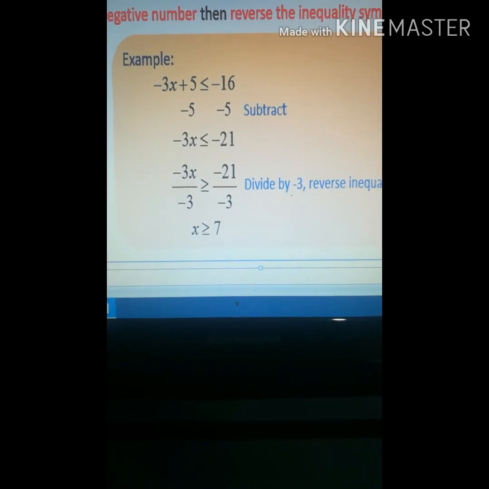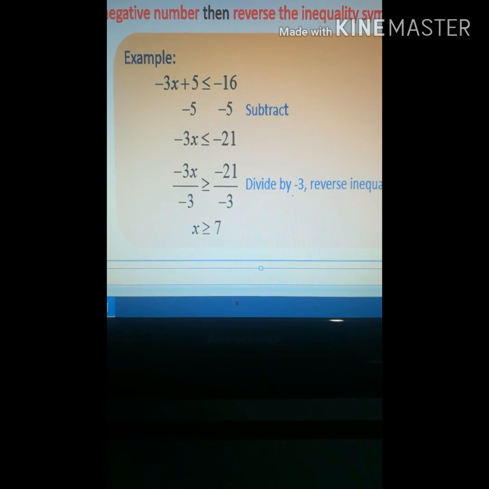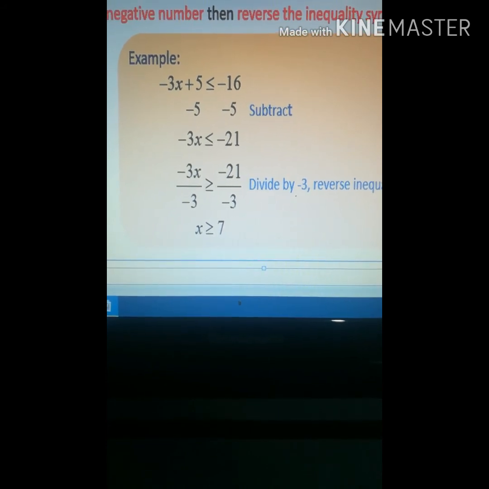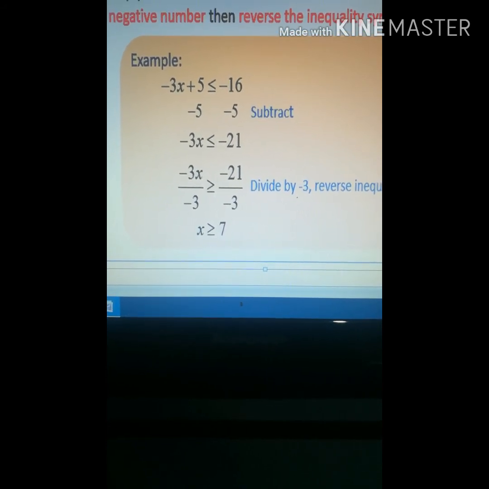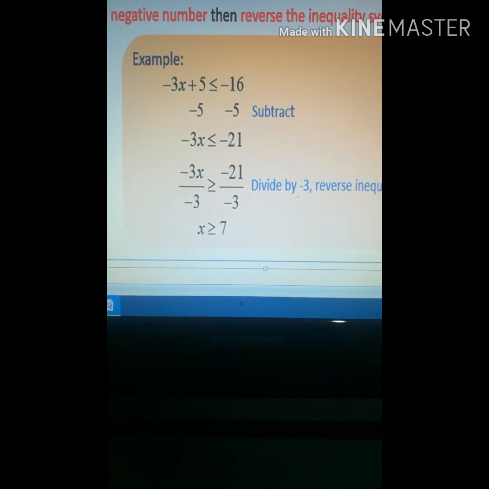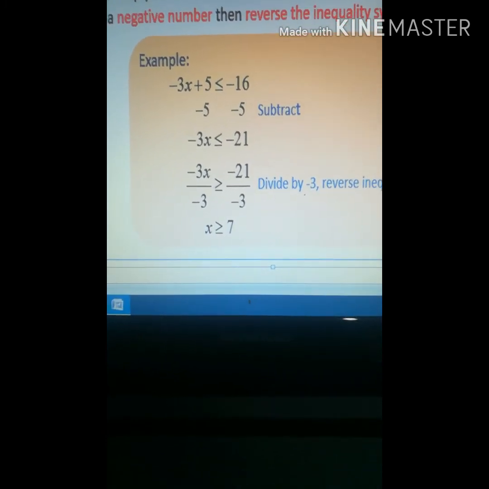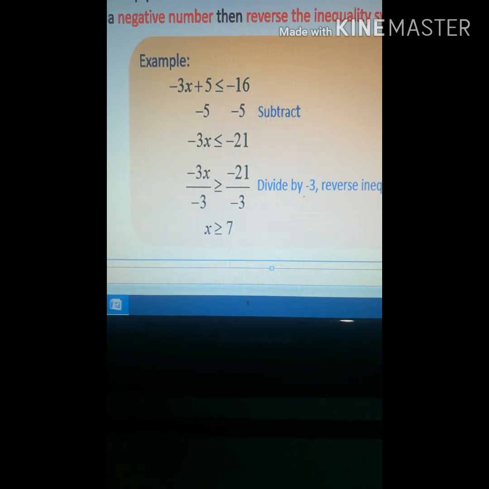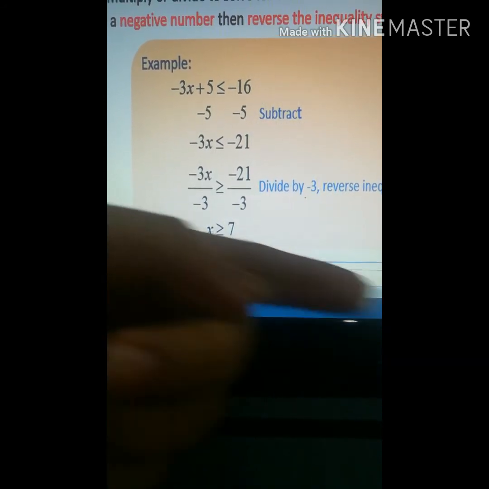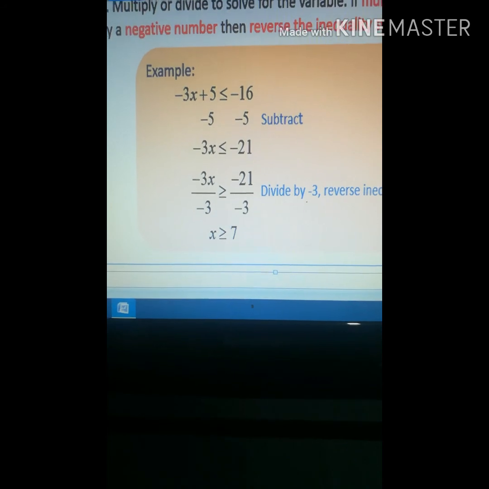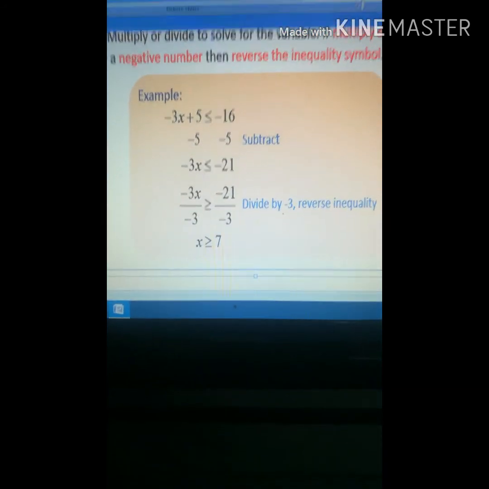What is the solution set here? The solution set is any number you give me that is at least 7. If I choose 9, it works. 10, 11, 100, 1 million, it works. So any number in the interval from 7 to infinity works in this case.